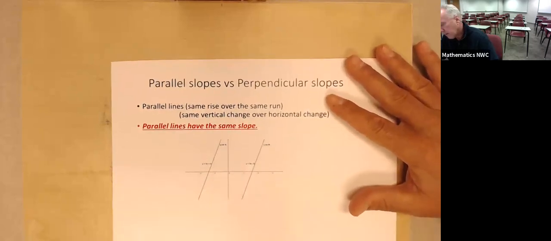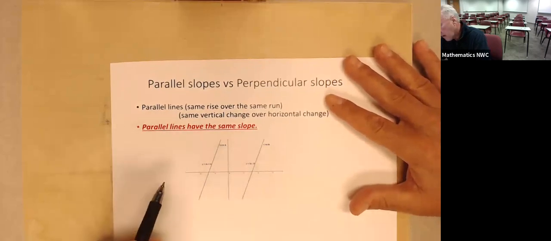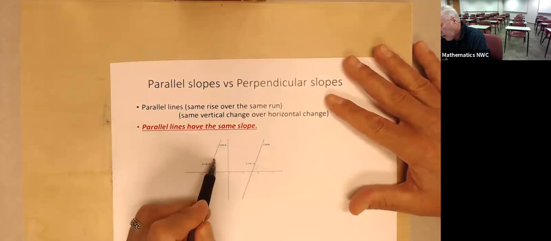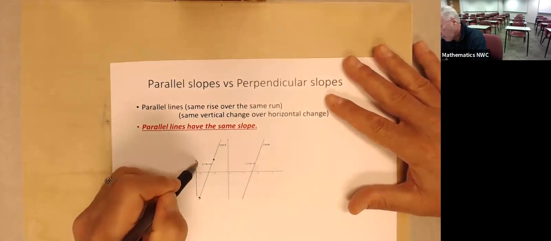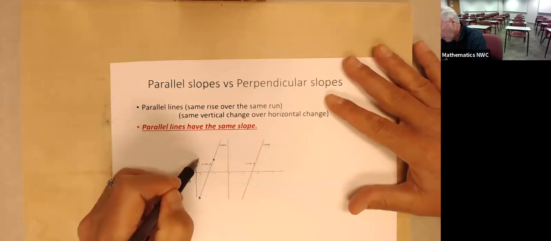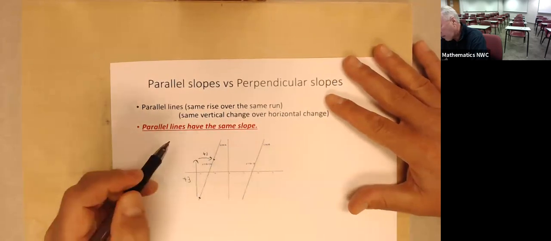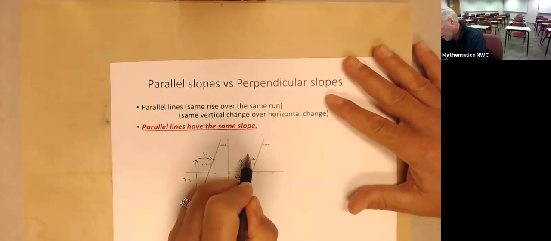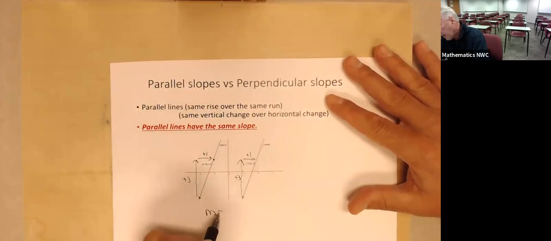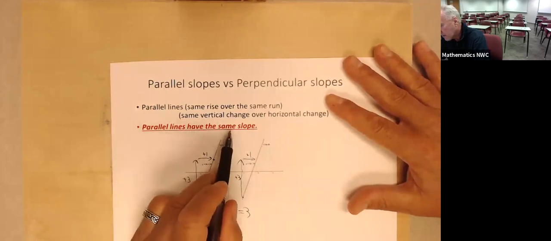For example, notice these right here. I have a point on the grid right there and a point on the grid right there. I went up 1, 2, 3. And I went over 1 unit. Notice this one also went up 3 and over 1 unit. Both of these have a slope of up 3 over 1, or simply 3. Most important, both of them have the same slope.